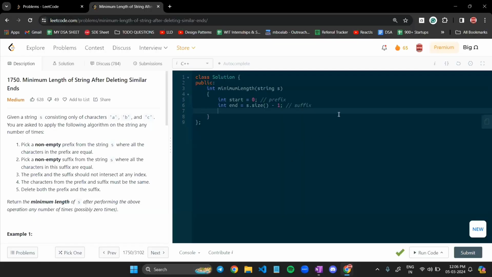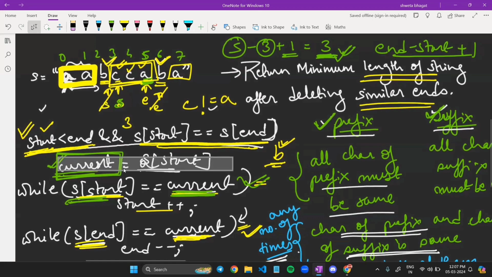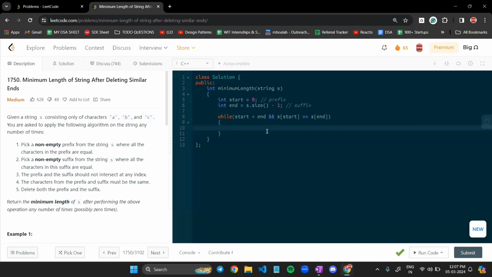So what does it mean? It means that we are going to run a while loop such that start is less than end, and the value of start is equal to the value of end. Then what are we going to do? We are first going to take this current. And what is this current? This current is s of start. You can also take this current as s of end because both the values at start and end are the same. So you can take this as s of start, or you can also take this as s of end.